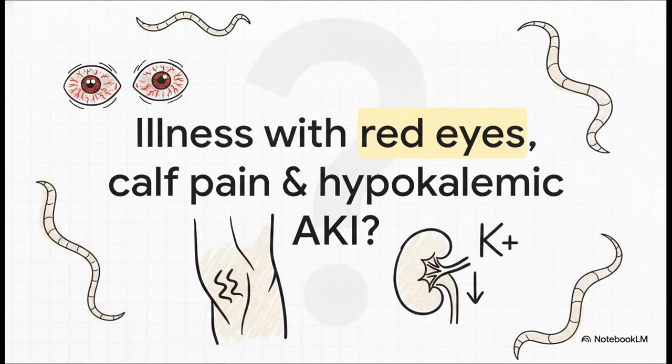Right off the bat, let's test your gut reaction. What febrile illness gives you red eyes, severe calf pain, and hypokalemic renal failure? Just think about that for a second. Got a guess? Well, if you're picturing a specific hooked spirochete and thinking of Weil's disease, you hit the nail on the head. You are absolutely on the right track. By the end of this, a clinical triad like that is going to be an instant reflex for you.